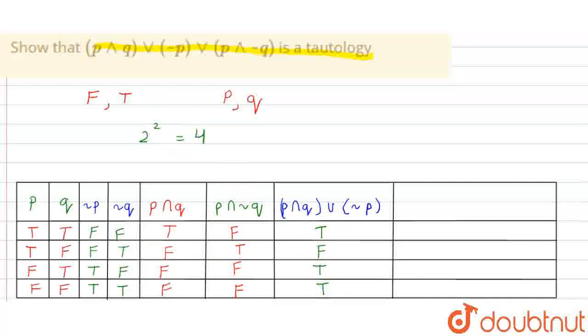Now we have to write down the final statement given, which is (P and Q) or (complement P) or (P and complement Q). Now look at these two columns. False, true: one is true, so true; one is true, so true; one is true, so true; and one is true, so true. Now if we look at the results, all are true, so it's a tautology. So we proved that this statement is a tautology.